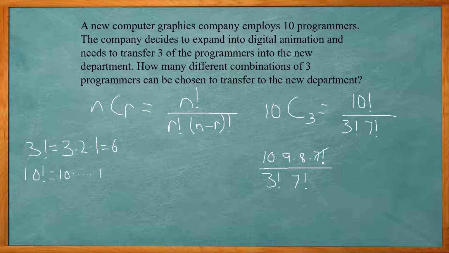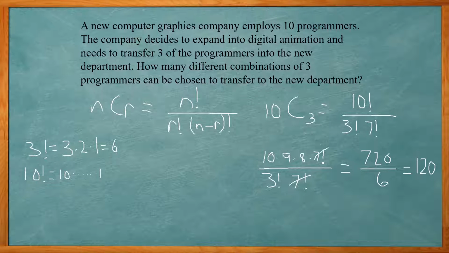What I can do here is cancel out the 7 factorials. That's going to end up giving me 720 on top and 6 on bottom, which comes out to 120.